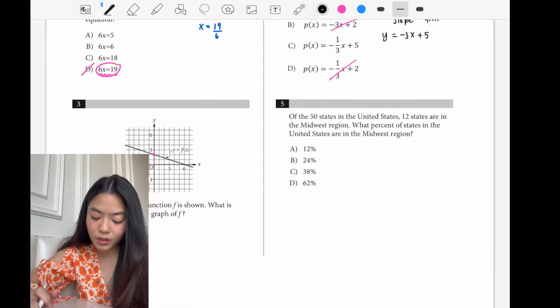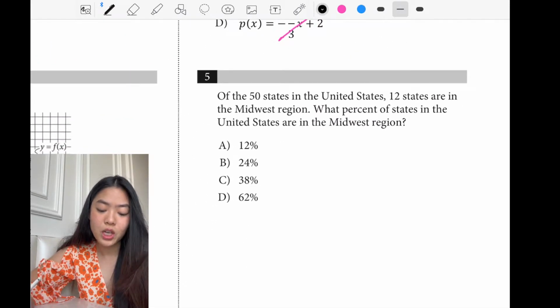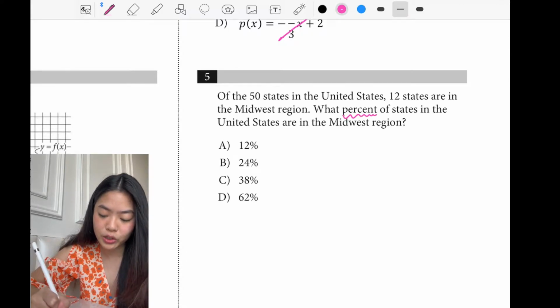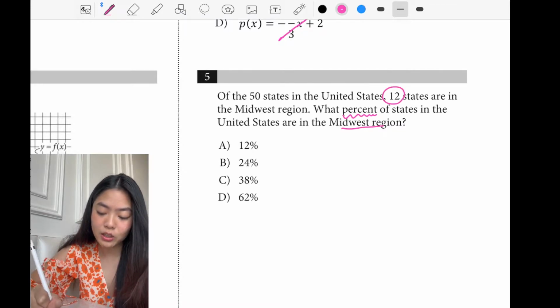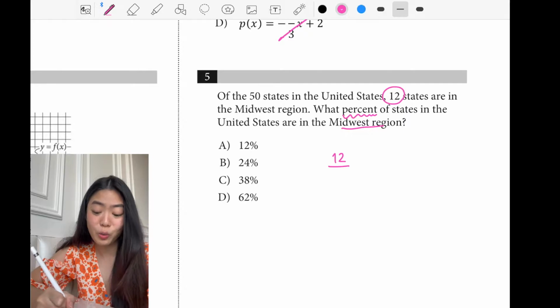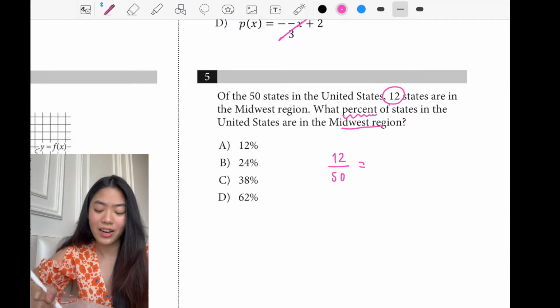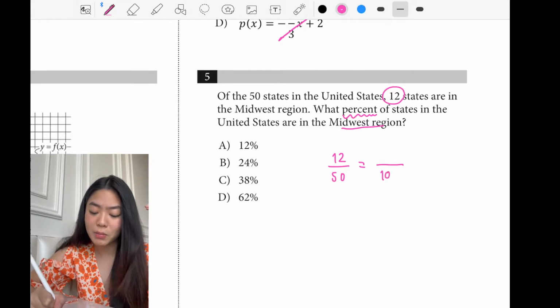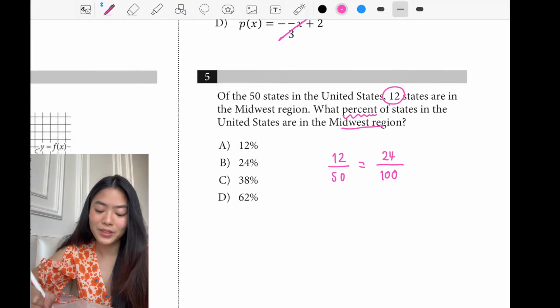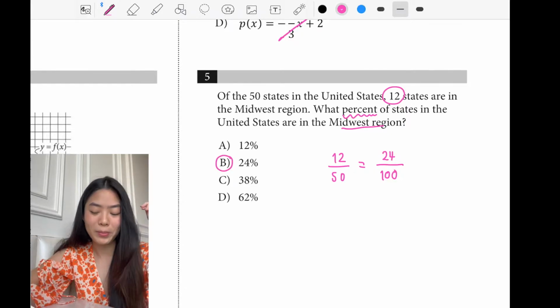Okay. Next one, question 5. Of the 50 states in the United States, 12 states are in the Midwest region. What percent of states in the United States are in the Midwest region? Oh, we want to find the percentage of the states. Okay, so in the Midwest it's going to be 12 over 50. And then we can find the percentage. Maybe we can quickly times it by 2. Therefore we know it is 24%.